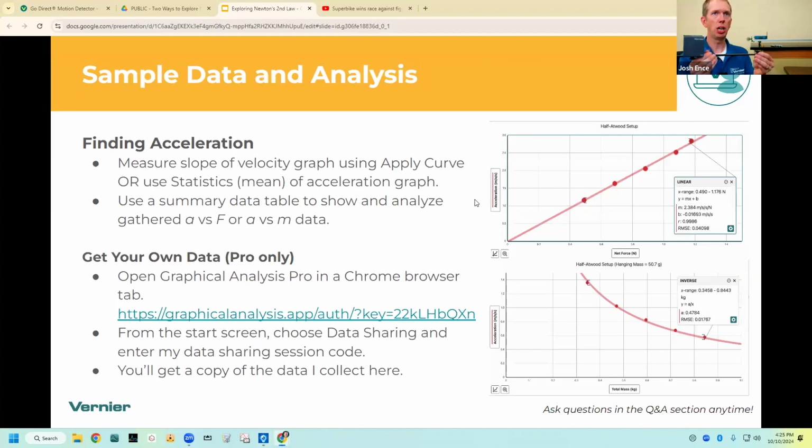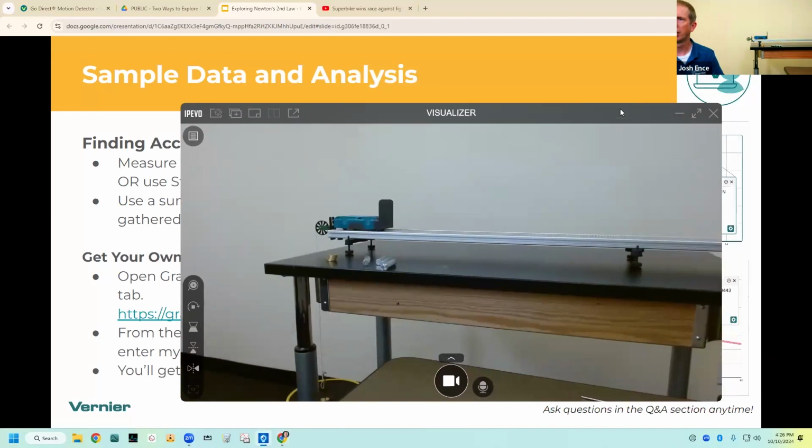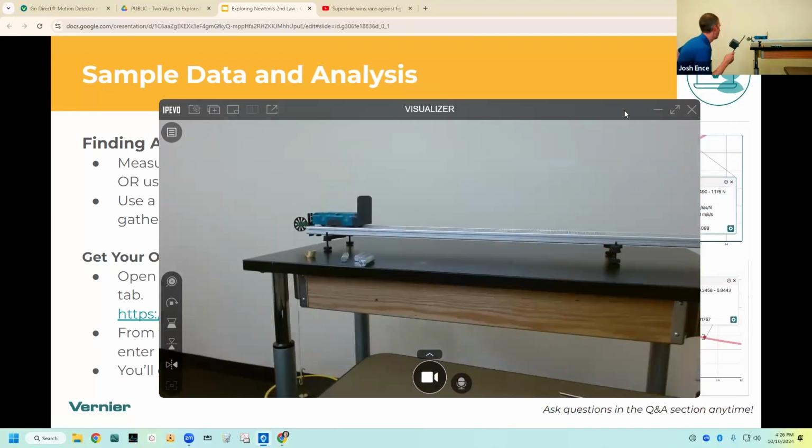I'm going to mount this to my track here, and then I'm going to switch to Graphical Analysis. I'm going to collect some data, and I'll share that with you. If you want to try this out and you want to open up Graphical Analysis Pro someplace, you can use that link that I shared earlier. And we'll go from there. So I'm going to put this back on the end of my track. I'm going to bring this over here real quick so you can see what's going to happen here.